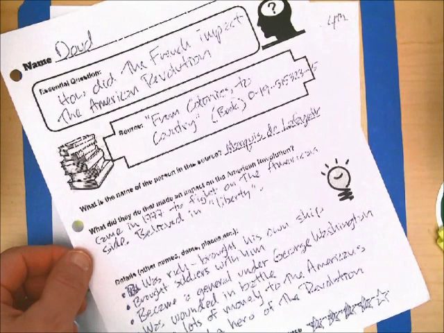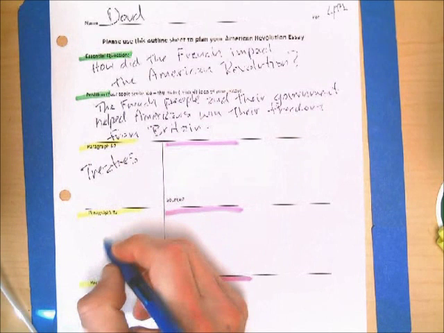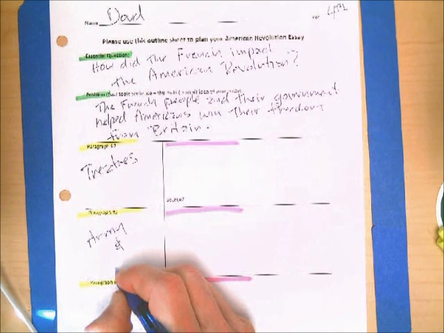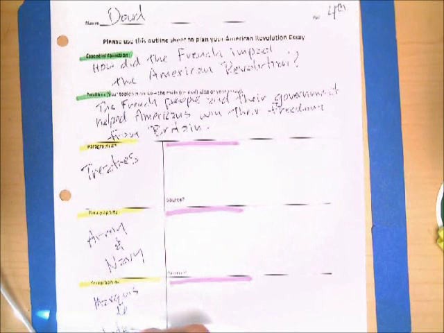And so when I was researching in those notes I showed you an example of, one thing was that they made treaties with the Americans. Another thing was the French sent army and navy to America. And the third thing was a French person, the Marquis de Lafayette, and his contribution to the American Revolution. So those are the three topics of my body paragraphs in my essay.